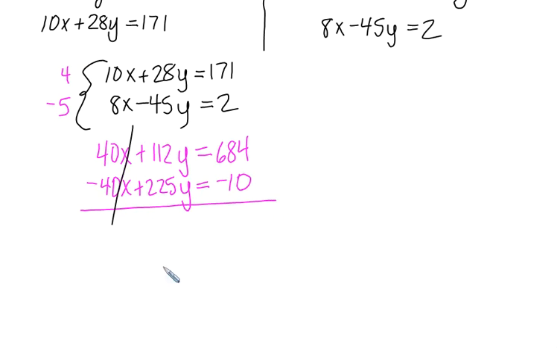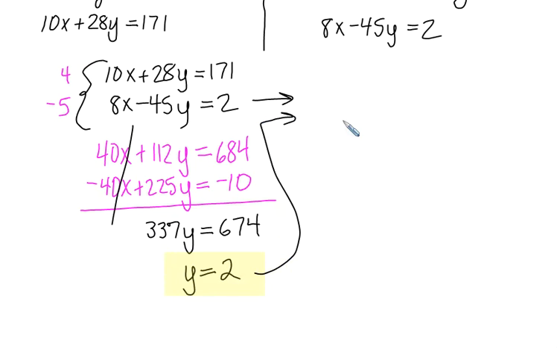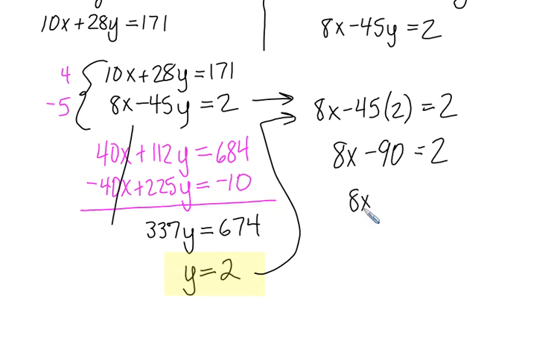We will add those two equations up. The x's cancel. 40 plus a negative 40 is 0. We will have 337y is equal to 674. And if we take 674 divided by 337, we'll solve for y. And it looks like y is just equal to 2. Okay, so now we have y. Let's plug back into either equation to solve for x. Let's plug into the second equation. We'll have 8x minus 45 times 2 is equal to 2. So 8x minus 90 equals 2. 8x would be equal to 92. And 92 divided by 8 will get us that x is equal to 11.5. It would be fine to express that answer as a decimal, 11.5.